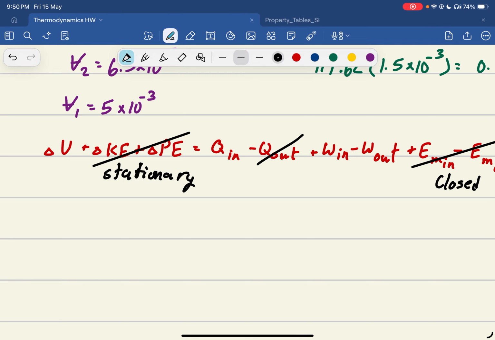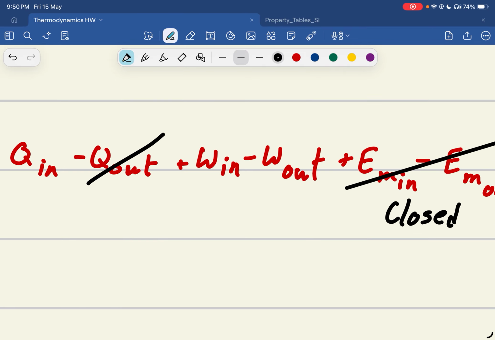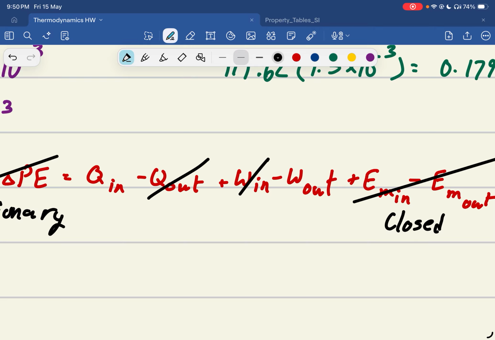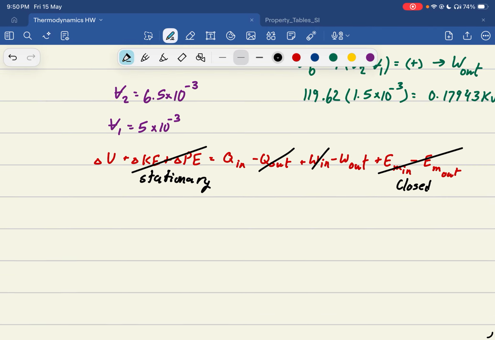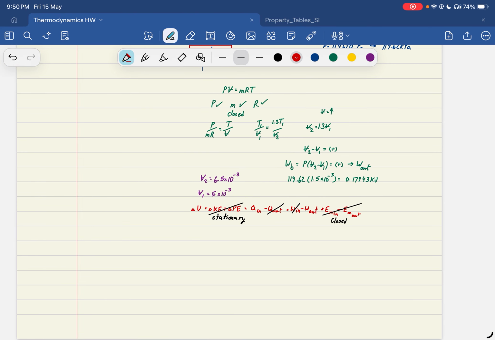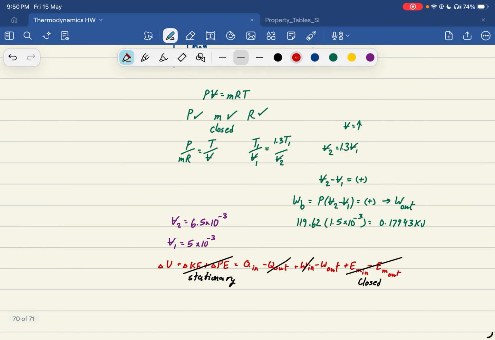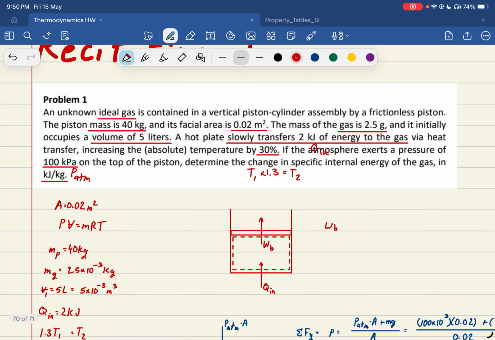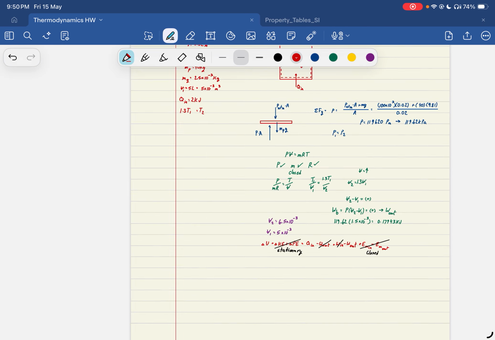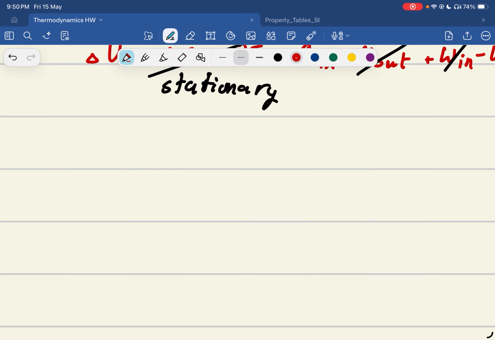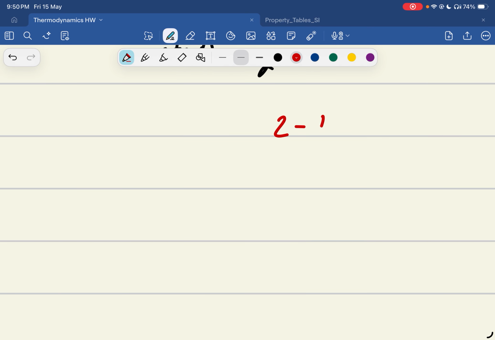And we know there's no Q out, and our work is work out, not work in. So we know Q in is 2 kilojoules. So 2 minus the value that we found, 0.17943.